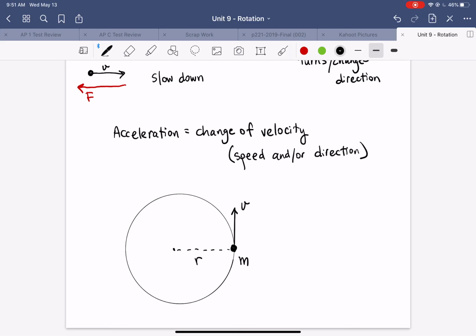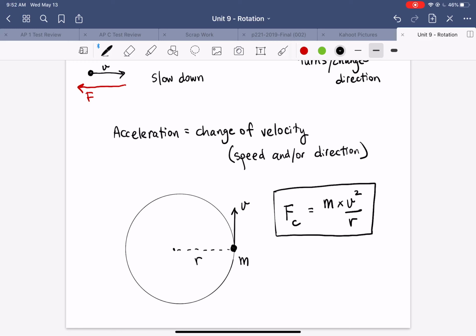All right, so the formula for centripetal force, we're going to call it Fc for centripetal, is equal to the mass of the object multiplied by the velocity squared divided by the radius. So this is a formula that you should write down. All right, so that's the force.